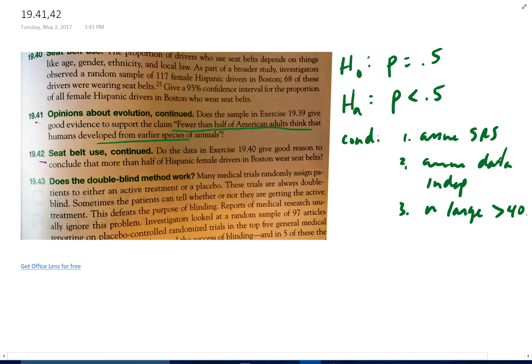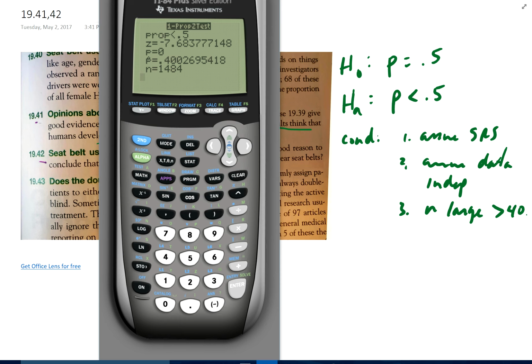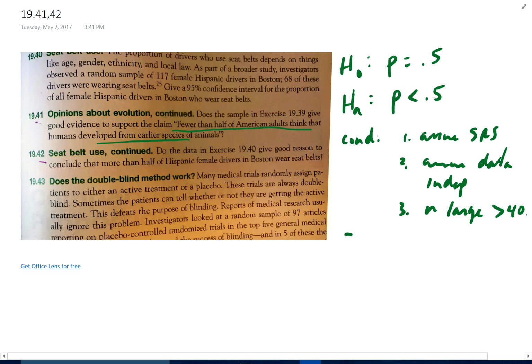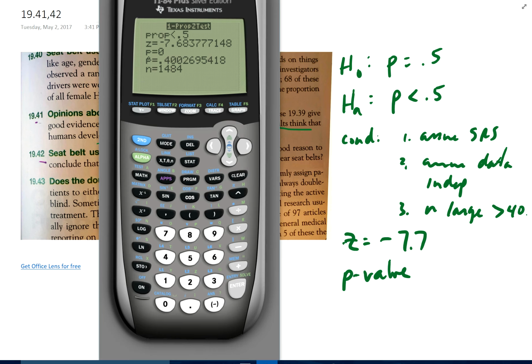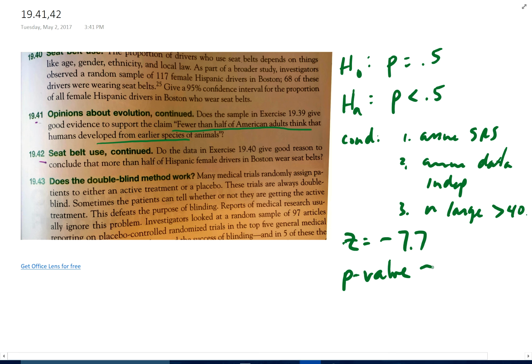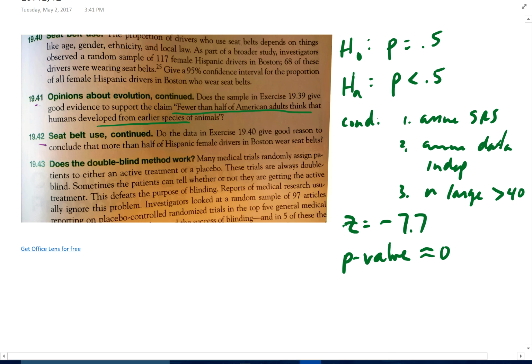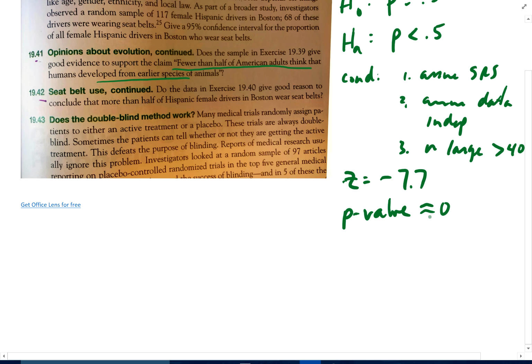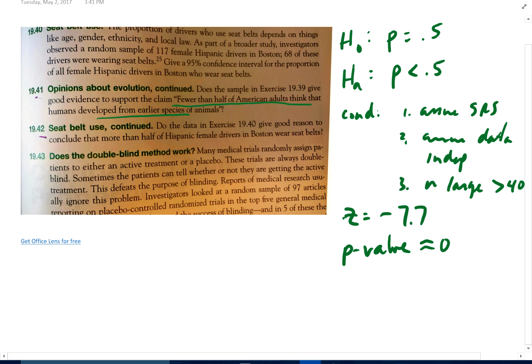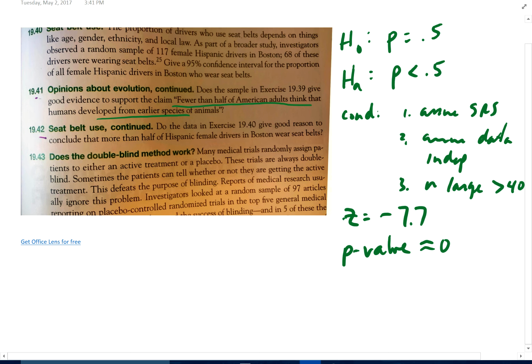So then z would be negative 7.7, and my p-value is going to be 0. P is equal to 0. Okay, so that's just not going to happen by chance.